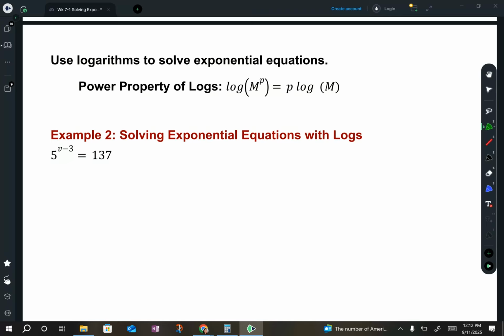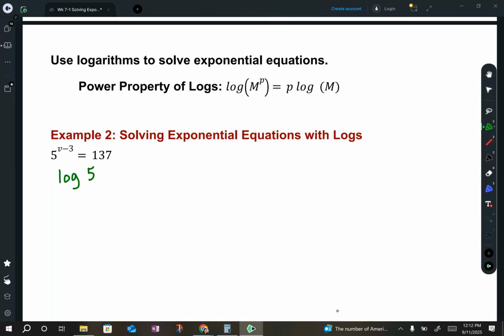And the power property says log of m to the p equals p times log of m. So we're going to use this to solve the exponential equations with logs. So what we're going to do here is we have 5 to the v minus 3 equals 137. And the first thing we're going to do is take a log of both sides. And I'm just using log base 10.